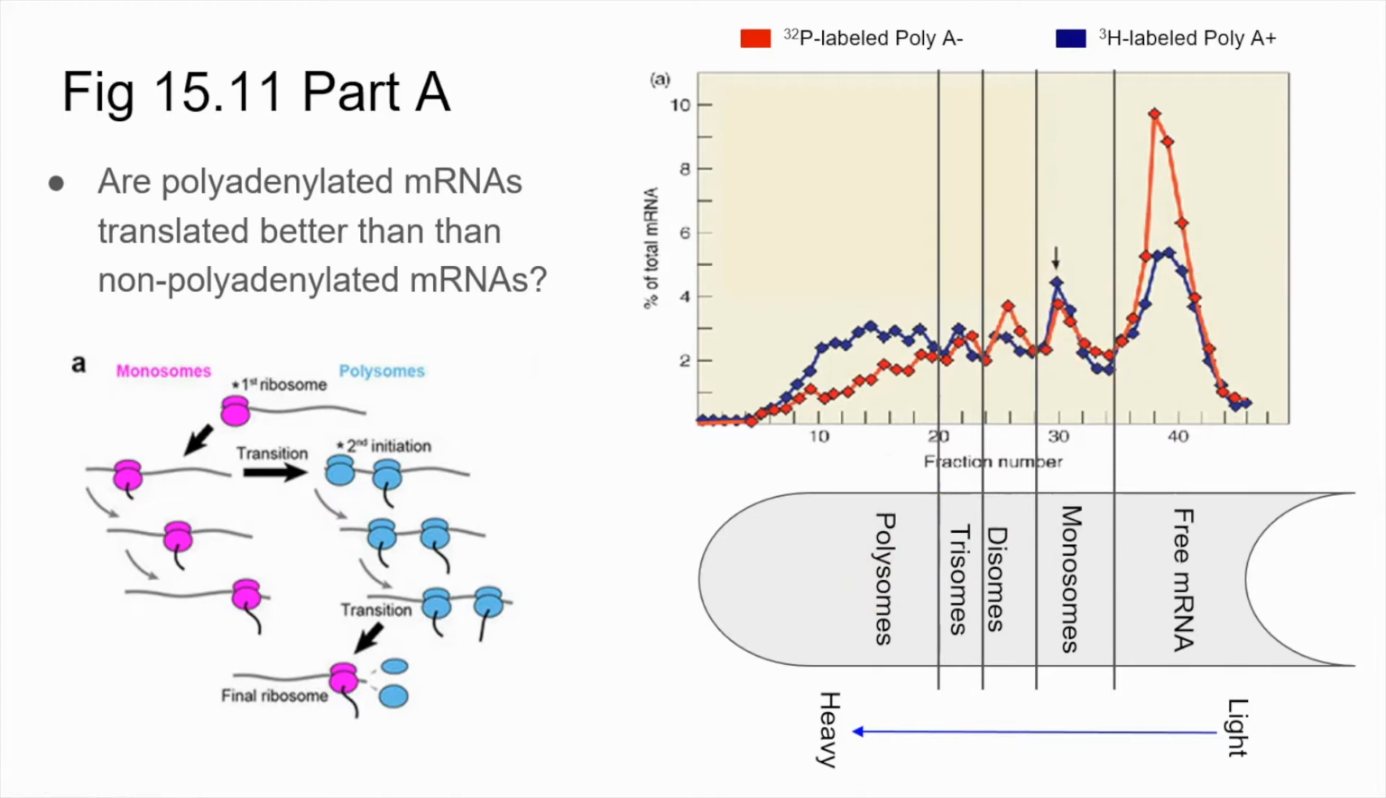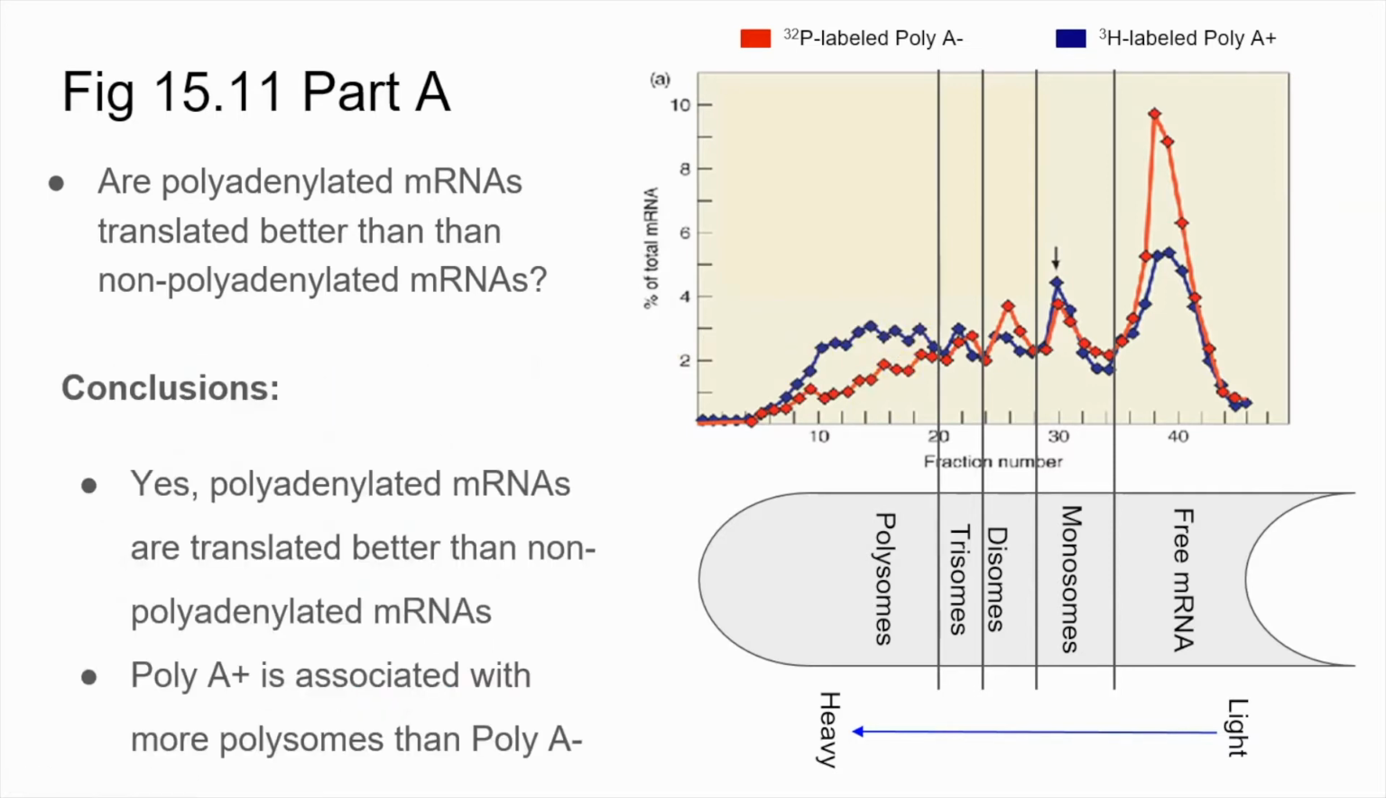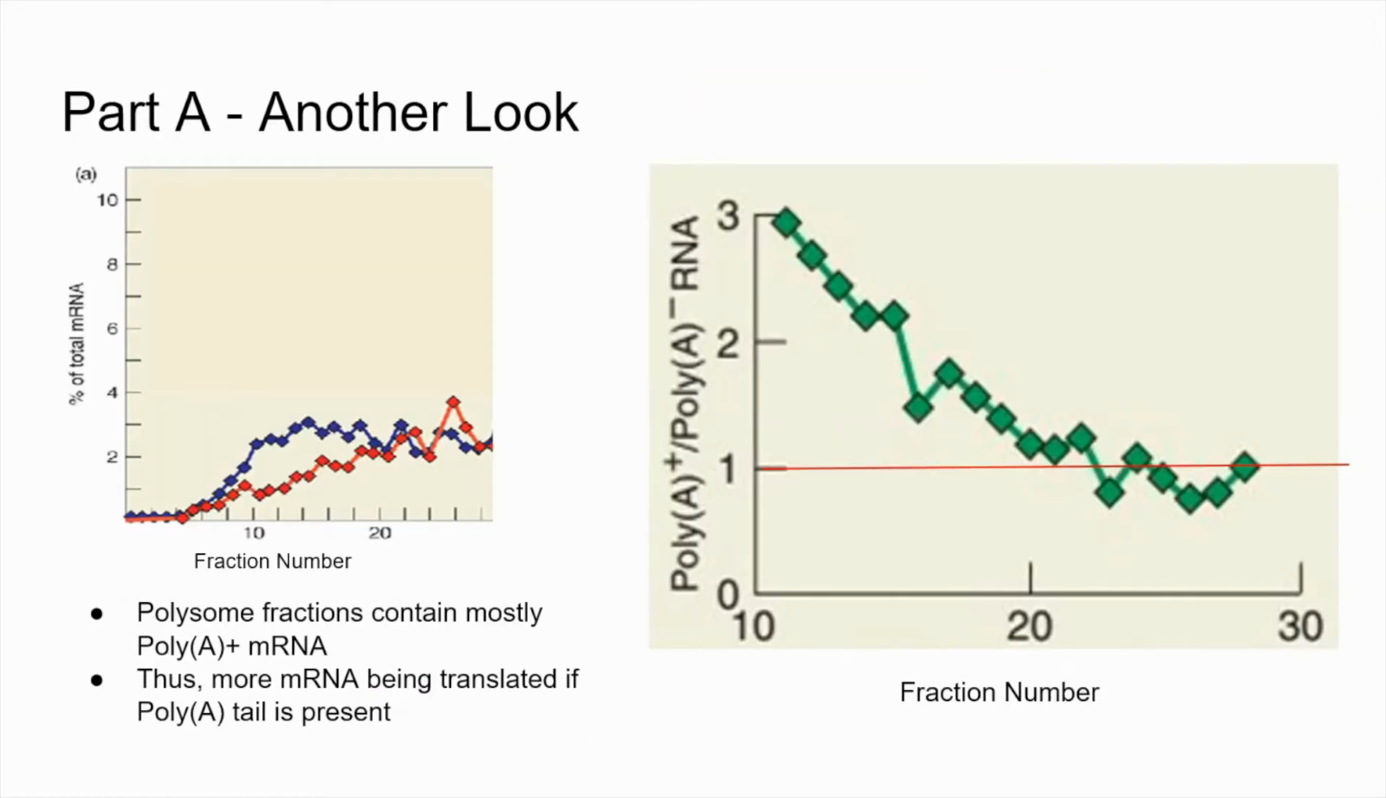So here we're comparing the red and the blue lines, red being poly-A minus and blue is poly-A plus. The part we really want to focus in on is this polysome region, because that'll tell us the most about how much translation is going on. So poly-A plus has a greater percent of total mRNA that is polysomes than the poly-A minus, and that tells us that yes, polyadenylated mRNAs are translated better than non-polyadenylated mRNAs, and that the poly-A plus is associated with more polysomes than poly-A minus. So the data over here in figure A can be a little bit tough to visualize.